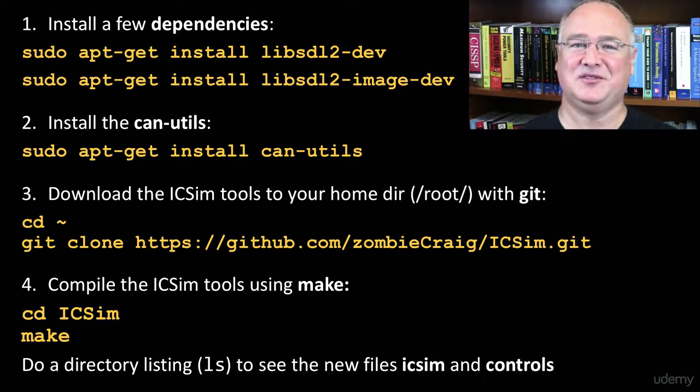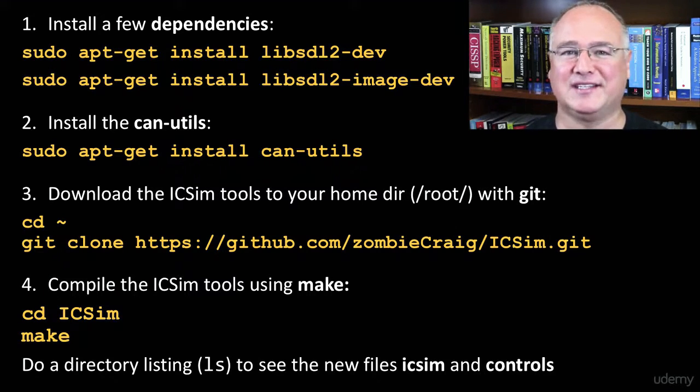Alright, in the last lessons we set up our CAN utilities, that's our controller area network utilities. We downloaded and installed ICSim from GitHub, and we did not need to make, so we just CD'd into ICSim and we could list and see that. There's actually a dependency we'll have to change on our Kali Linux if we want to do a full make install. So we're just going to use the ICSim that we cloned from Zombie Craig or Craig Smith's OpenGarages.org account.